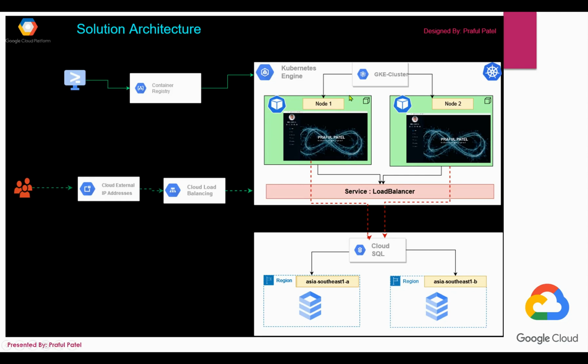As can be seen, inside the Google cluster we will be deploying 2 worker nodes, and in each worker node there will be pods, and inside the pods we will be deploying the Docker image which we built from the source code, right?